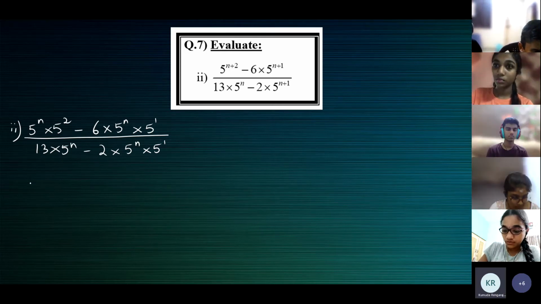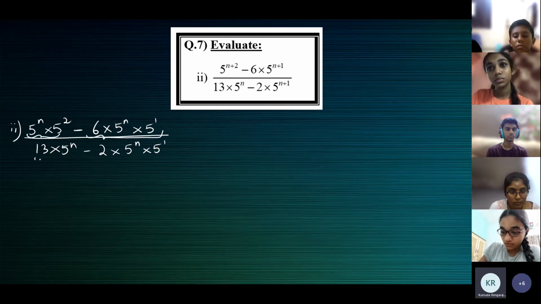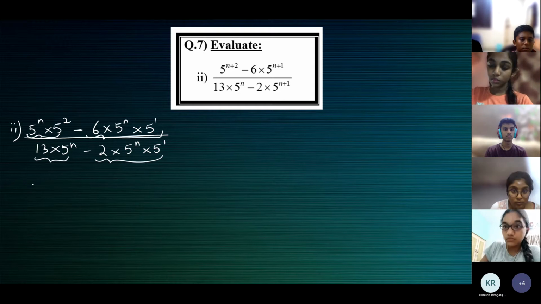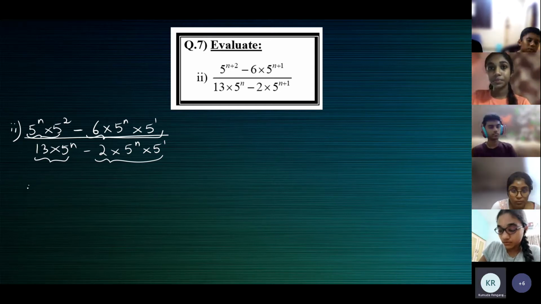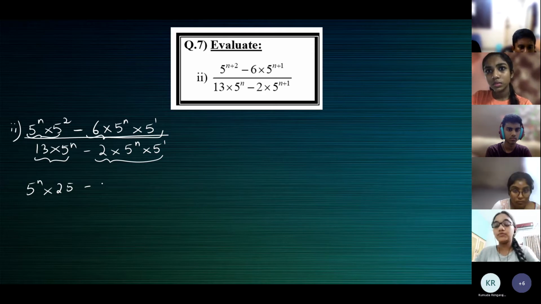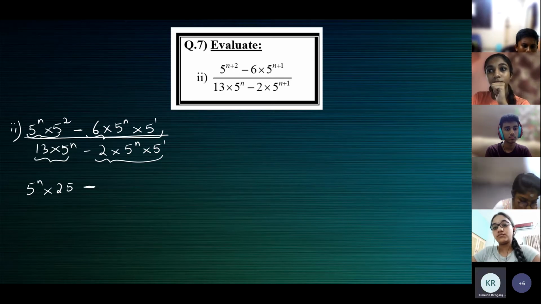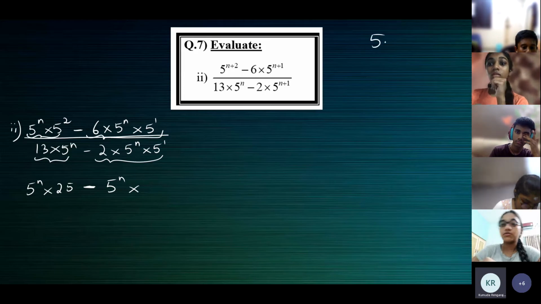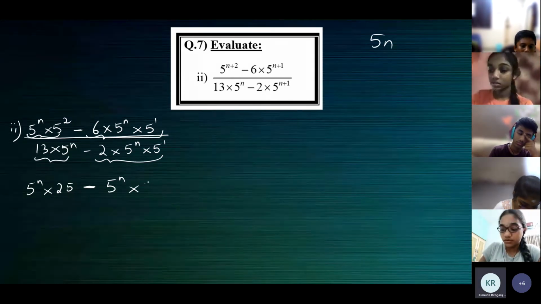Okay. Now, this is one part minus, this is the other part. So what is 5 squared? 25. So it will be 5 to the power n into 25 minus, minus 6, ma'am. What after minus? Minus 5 to the power n into 30, ma'am. Yes, 5 to the power n into 30. 6 5s are 30.